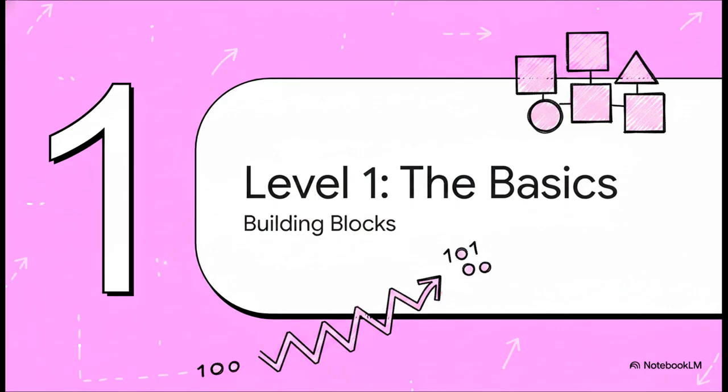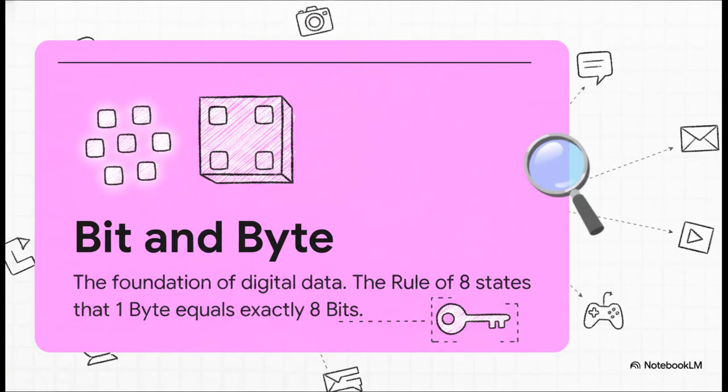Level 1, the basics. So at the very foundation of all digital data, we have the bit and the byte. Every single photo, every text message, every massive video game you play, it's all ultimately built from these tiny foundational blocks. And right here is the absolute first cheat code you need to memorize, the rule of 8. It's super simple. It just states that 1 byte equals exactly 8 bits. That's the whole rule. 8 tiny bits huddled together to form one single byte. Just lock that rule right into your memory.